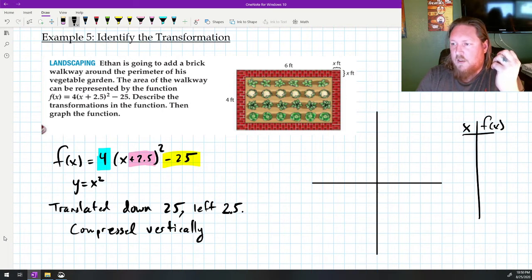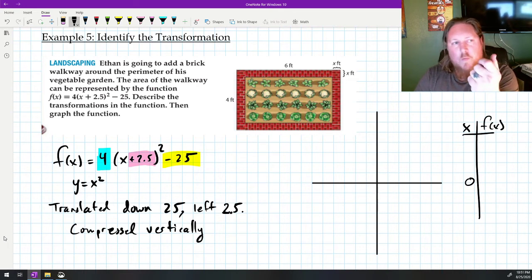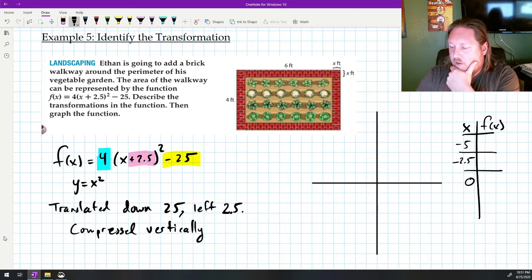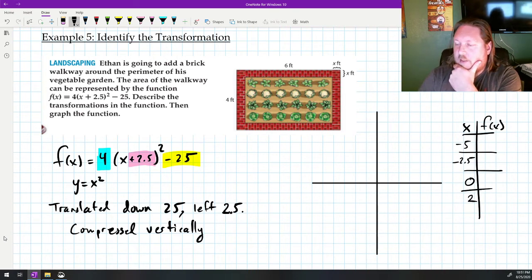I always like to pick the point 0. That's just a good one to have on my list. When I have plus 2.5 on the inside, I think, well, what do I add to 2.5 to make it 0? The additive inverse. Remember, that was a question that we learned in the first chapter, how to identify that. So I want to make sure I have negative 2.5 in there. That will make that center 0, which is pretty nice. And, let's just have negative 5 in there and maybe throw one other one down there, like a nice 2.